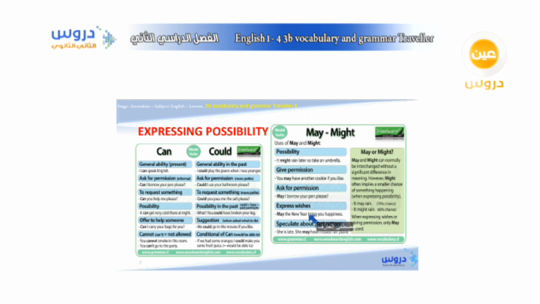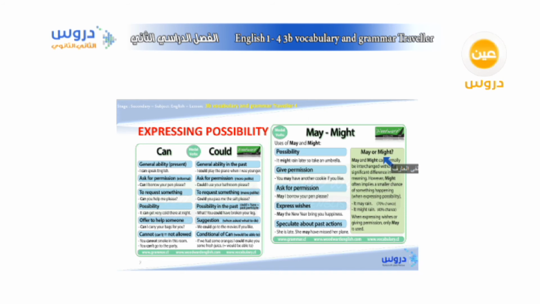And finally, you can speculate about past actions. It means you can guess about something that happened in the past. She's late. She may have missed her plane. So when to use may and when to use might? May and might can normally be interchanged without significant difference in meaning. So you can use this or that, no problem.